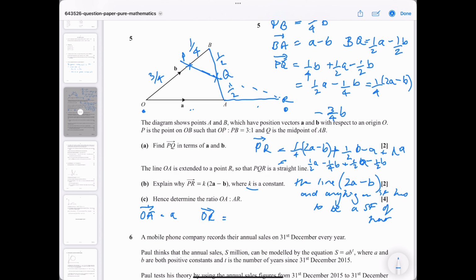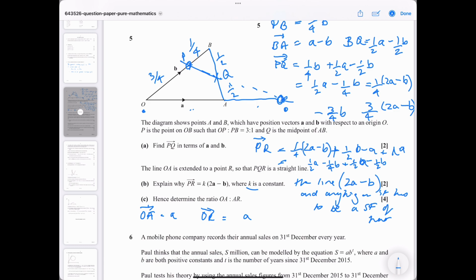Now, we know that in reality O to R is going to be some aspect of a. So we know that it's going to be 3/4 of a. So, no, hold on. So we know that 3/4 of 2a minus b is going to be the answer to get from there to there.